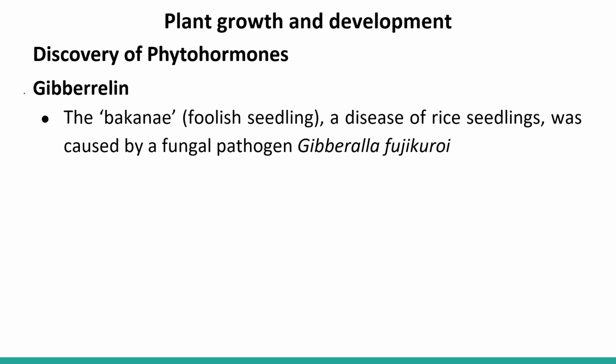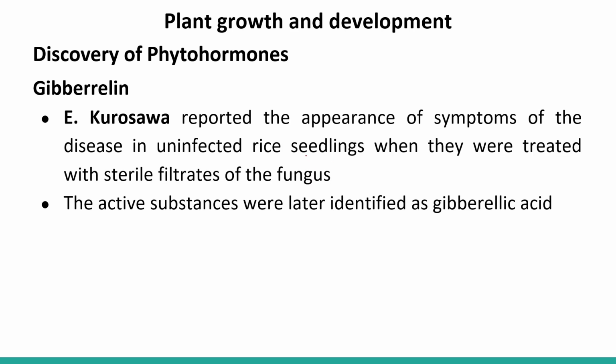And gibberellin, how was gibberellin discovered? So there was a foolish seedling disease, known as Bakanae. This disease was caused in rice seedlings by the fungus Gibberella fujikuroi. So later in Japan, E. Kurosawa, he was a Japanese, reported what he did.